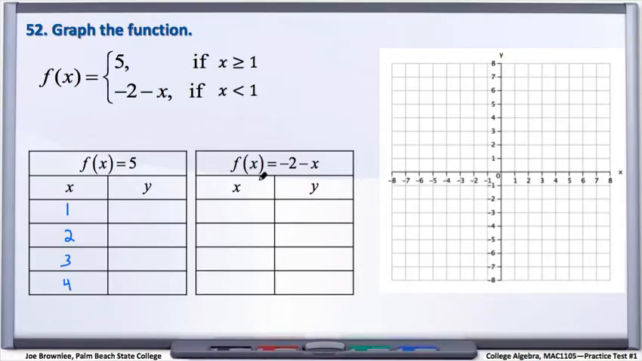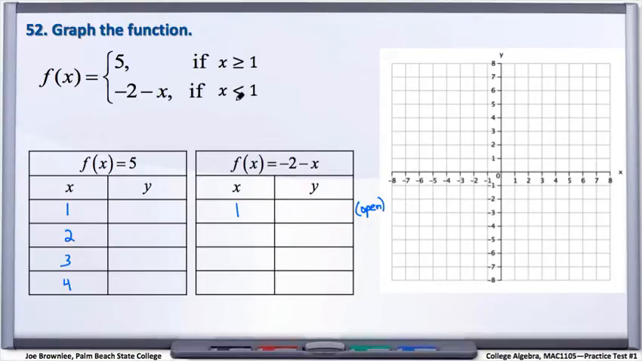And how about for f of x equals negative 2 minus x? Well, we're only interested in x values that are less than 1. Because we're interested in values less than 1, I'm actually going to start my table at 1, but we have to take note that the domain restriction says less than 1. So this is going to end up being an open circle on our graph. I don't know what the corresponding y is yet, we haven't checked that.